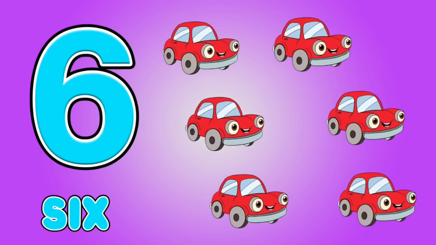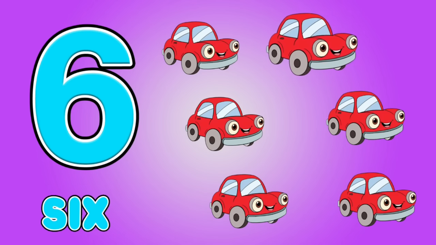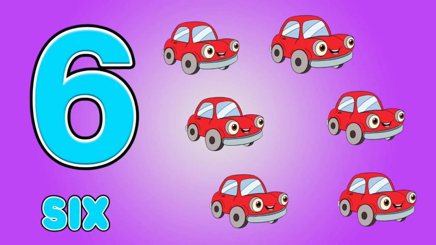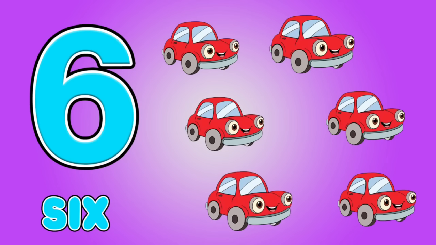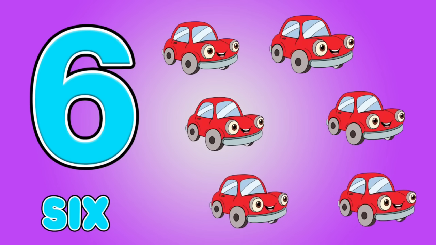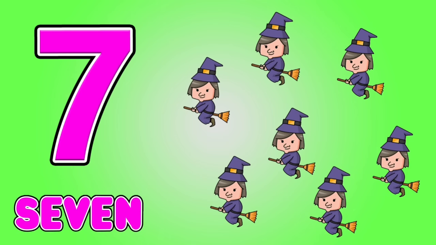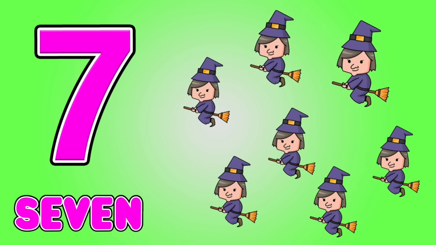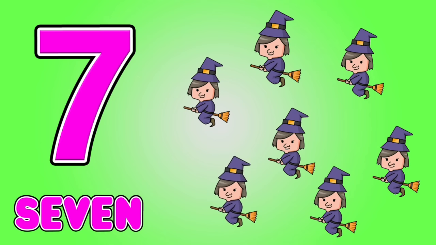And here we have number 6. There are 6 cars. 1, 2, 3, 4, 5, and 6. This is number 7. There are 7 flying fishes. 1, 2, 3, 4, 5, 6, and 7.